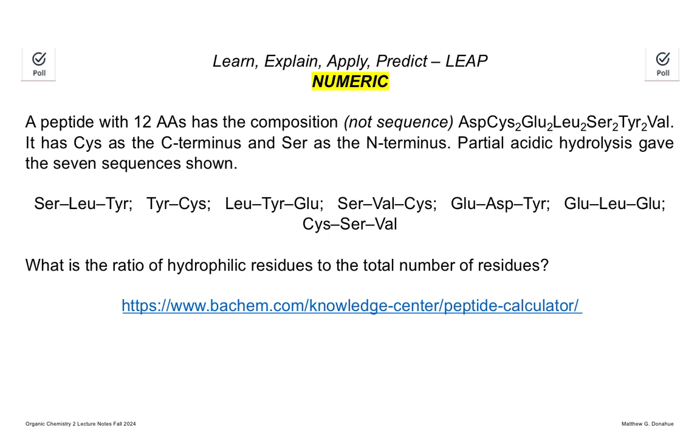And the final number, what is the ratio of hydrophilic residues to the total number of residues? 42%. And even though it's spitting that number back out to you, it's important for you as a student to understand, okay, what does that mean? Structurally, how is that significant?